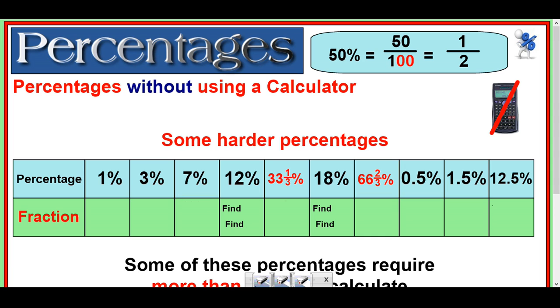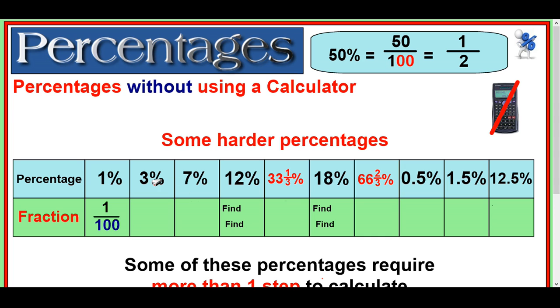Now the same idea as before applies. Percent is out of 100, and to work out a percent as a fraction, you say how many times does that number go into 100. So for example, 1% goes into 100 times, so the fraction is 1/100. So if you had to work out 1%, just divide the number by 100.